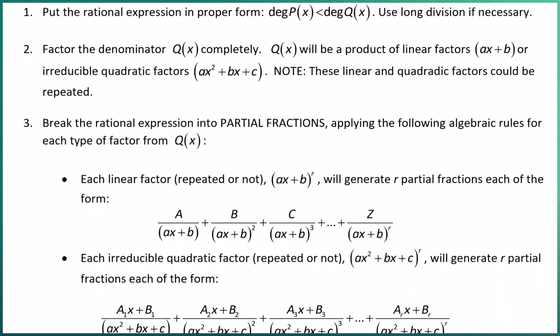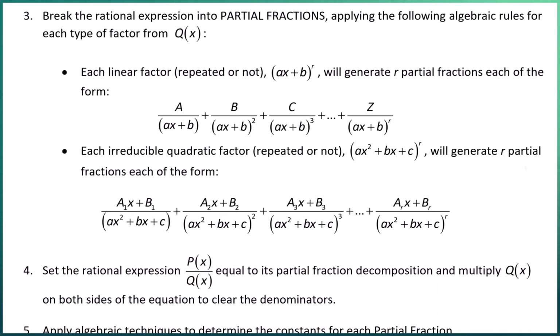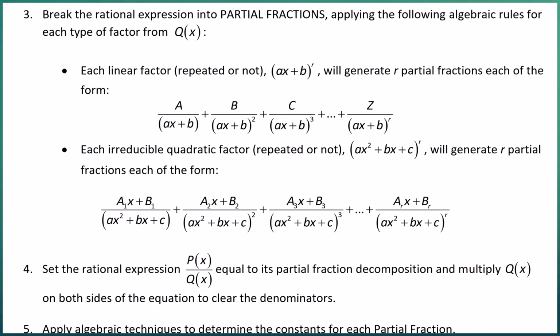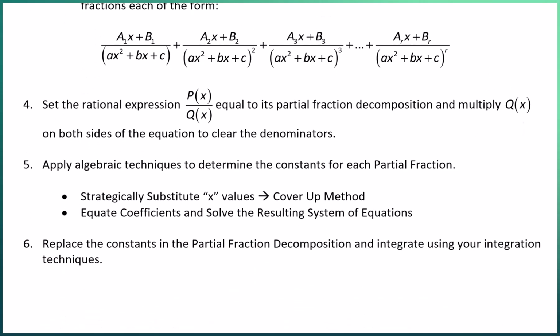Then we will factor our denominator completely. Once the denominator is factored into linear and irreducible quadratic factors, we will use our partial fraction decomposition algebraic theory here, and we will break down our rational function into partial fractions. Then we're going to set that rational expression equal to its partial fraction decomposition, clear out the denominator by multiplying both sides by q of x, and then use some algebra to determine the constants for each of the partial fractions. Then we replace those constants in the partial fraction decomposition and integrate by type.